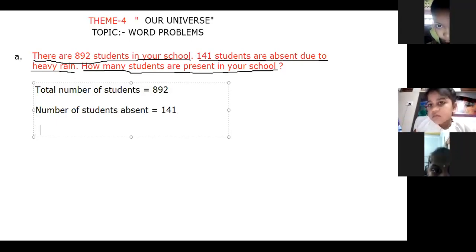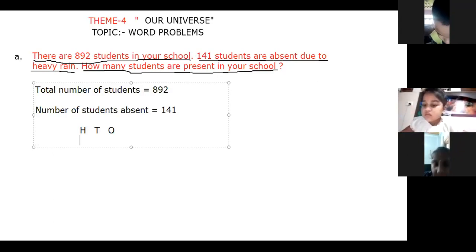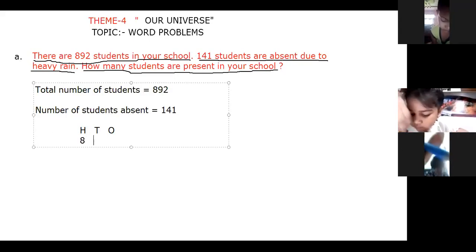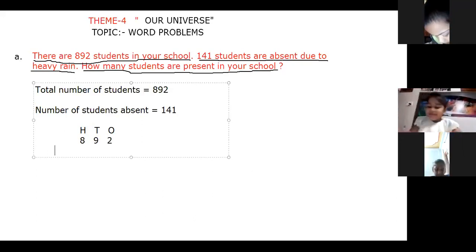Now what do we have to do? We have to arrange these numbers in ones, tens and hundreds columns. Right, so we'll be subtracting 141 from 892 because 892 is bigger than 141. Okay, we'll put a minus sign here because we are subtracting the given numbers.